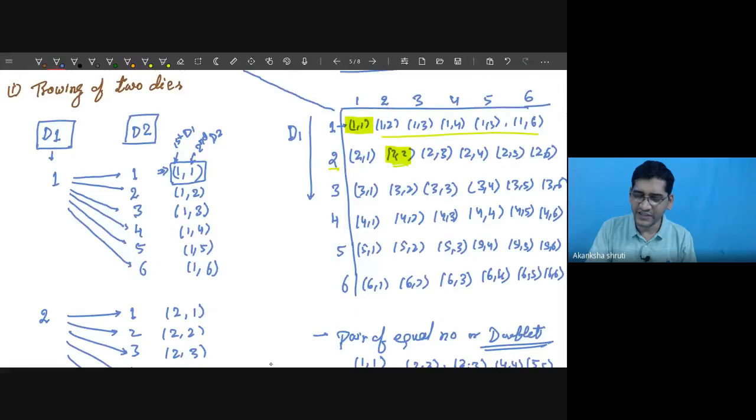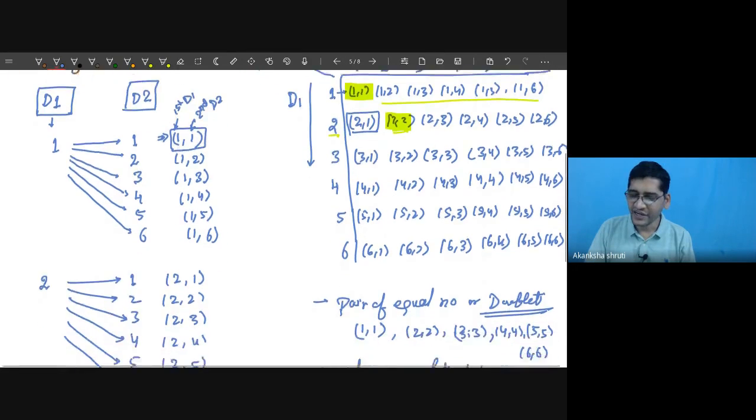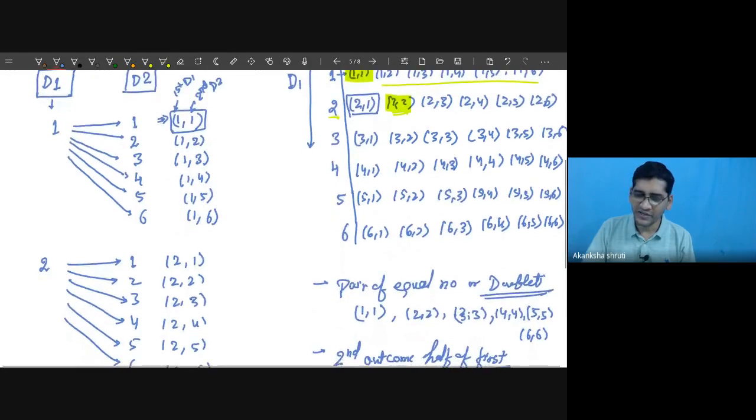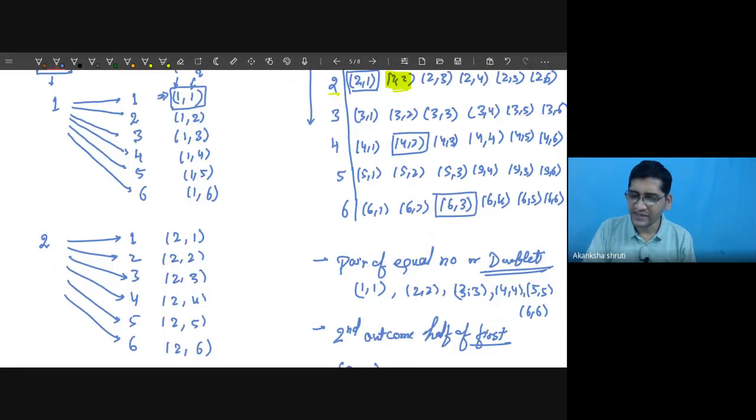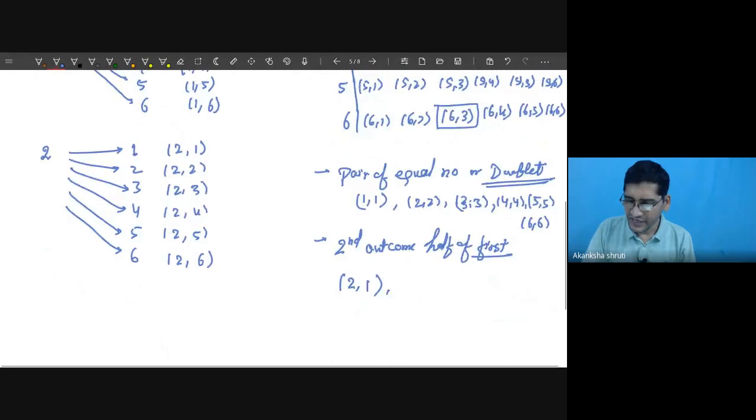So 1 can never get, but 2 and 1 works. 3, then 3 by 2 is not possible. 4, then 2, it could be this one. The next one, 6 and 3, it could be this one. So it could be 4 and 2, then 6 and 3. Are you getting? So this way, whatever the conditions are, you need to write them. So these are the events that I'm writing.